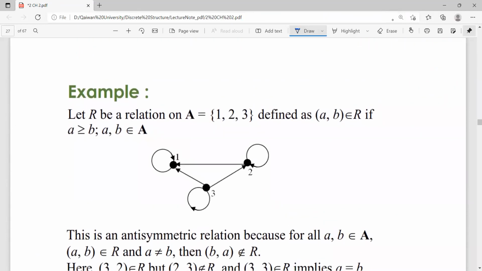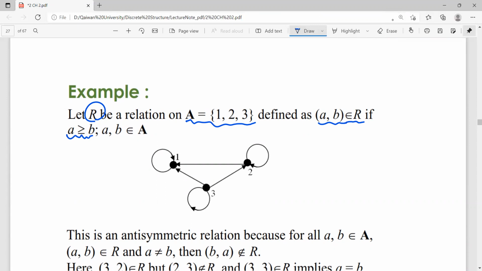Here we have an example. It says let R be a relation on the set defined as (A, B) in R if A is greater than or equal to B. If A is greater than or equal to B, we say (A, B) is in R.